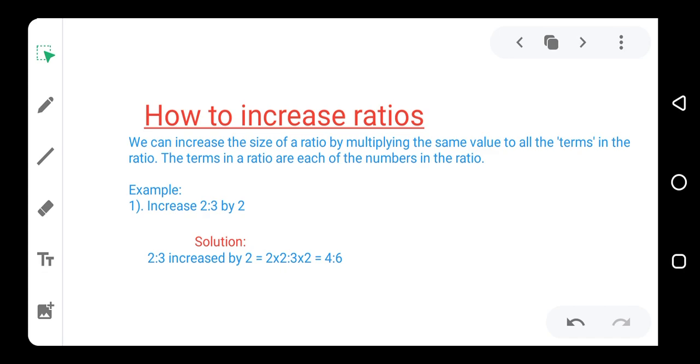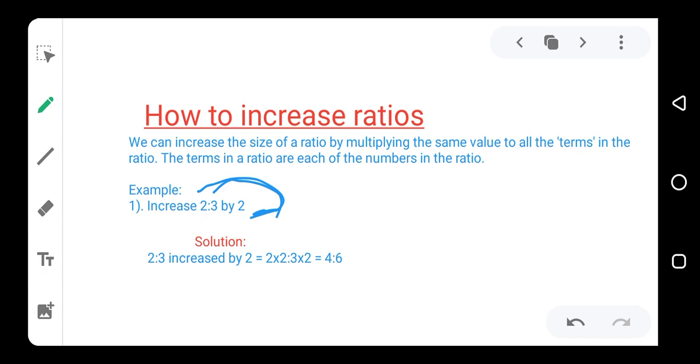We multiply the first 2 in the ratio by 2, which we are increasing it with. Then the 3, you also multiply the 3 by the 2. We are increasing with these 2 here. So use these 2 to times these 2, and use the 2 to also times the 3. So that is what we are doing here.